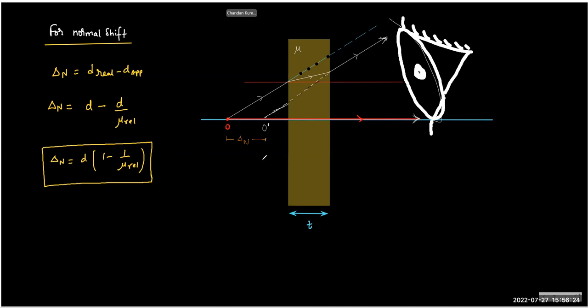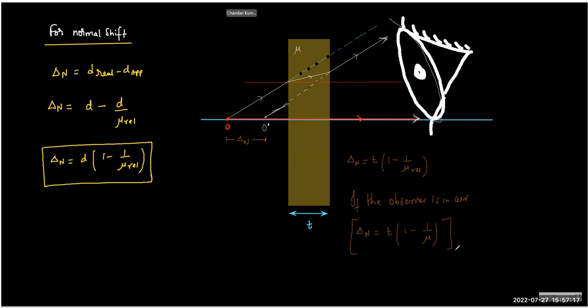And what is the logic? The logic is the normal shift has nothing to do with the object position. For near normal incidence, the normal shift is always thickness into 1 minus 1 by mu relative. Why am I writing mu relative? Because the shift is with respect to the observer, and it depends on in which medium the observer is present. For air, if the observer is in air, the delta n will be how much? The mu of the slab only. And this formula is something that we use quite often.